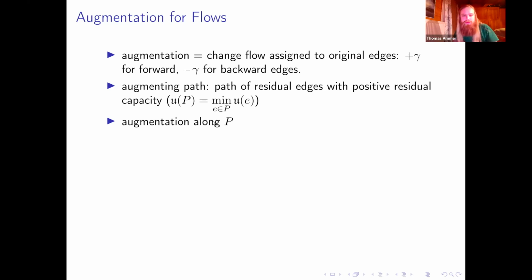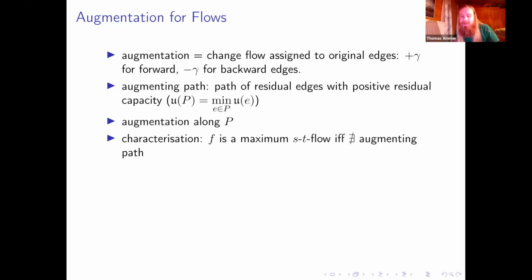And now one can prove something for maximum flows, which is a characterization. When is a flow sending units of flow from S to T a maximum ST flow? Okay, and that is the case if there is no such augmenting path. Okay, so recall that the characterization by absence of paths in the actual graph with a positive remaining capacity did not work.